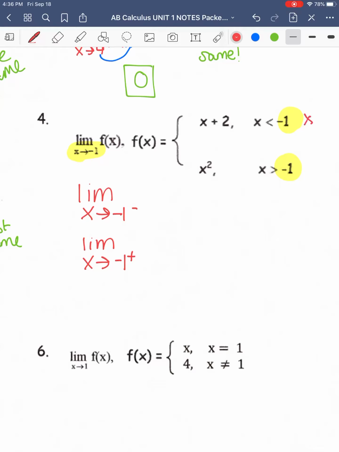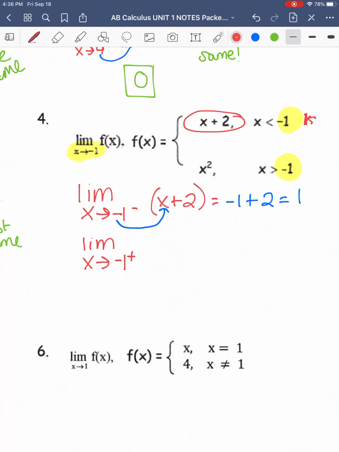-1 from the left, those are numbers that are smaller than -1. I'm going to use this top function, x plus 2. And all I'm going to do is take -1 and substitute it in. So -1 plus 2 gives me 1.